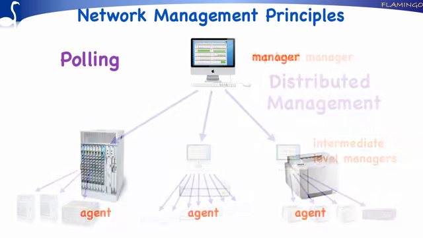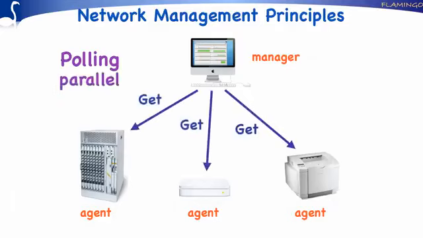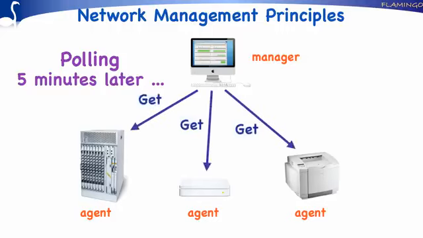Instead of sequentially polling all agents, the manager can of course also poll all agents in parallel. Care should be taken, however, to not generate too much management traffic at the same time. And, of course, we have to poll all agents again after a certain period, which is often a 5-minute interval. Polling goes on 24 hours a day and will therefore be responsible for the major share of all management traffic. This is the cost of simplicity as advocated by SNMP.